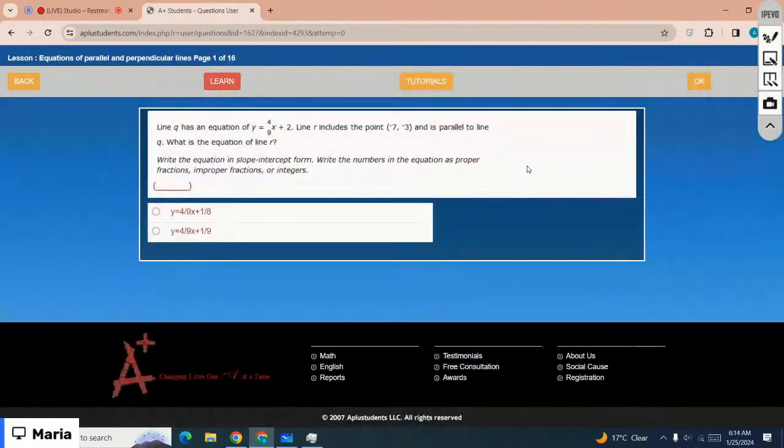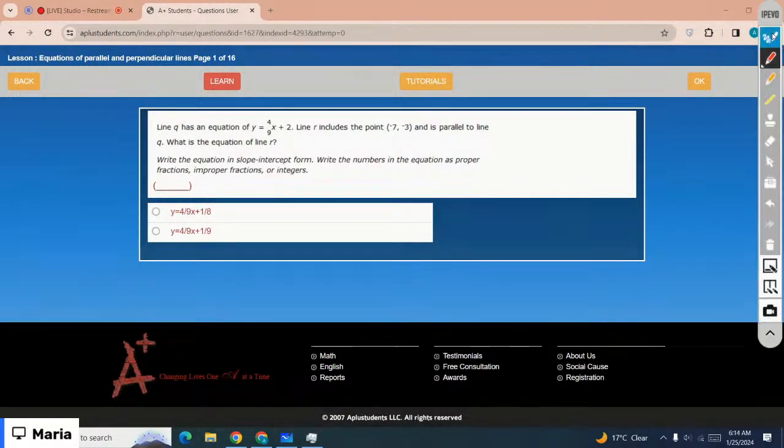Let's just start with the test questions. Line Q has an equation of y equals 4 over 9x plus 2. Line R includes negative 7, negative 3 and is parallel to line Q. What is the equation of line R? So now the lines are parallel, right? You are given the equation of line Q, which is y equals 4 over 9x plus 2.